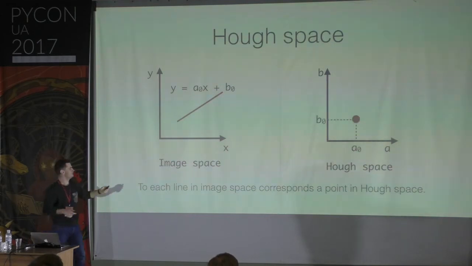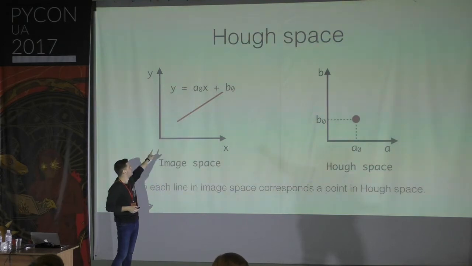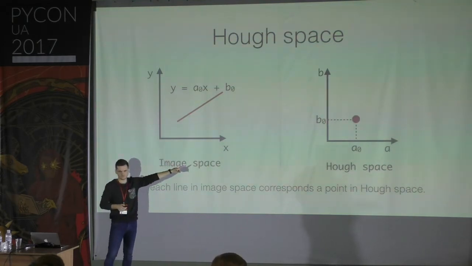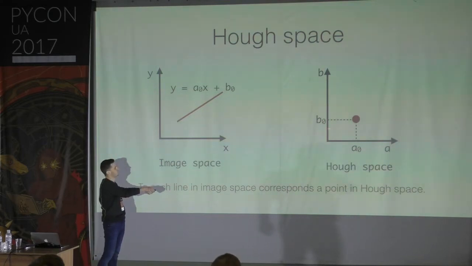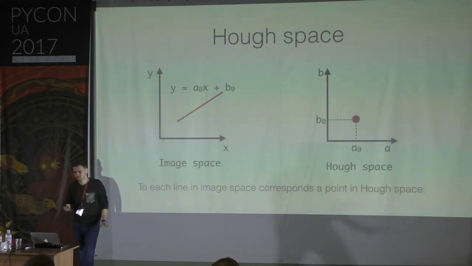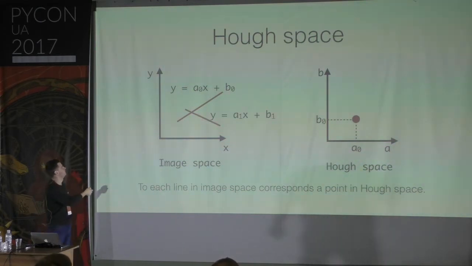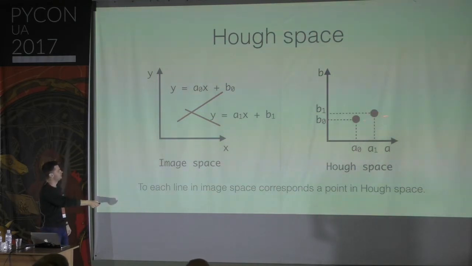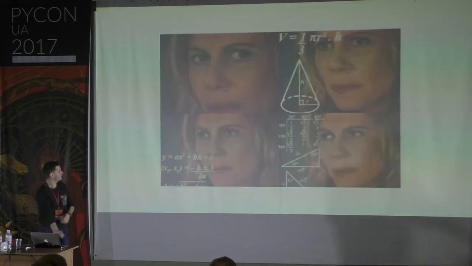And here we have another space, let's call it Hough space, where for each line we have a point. So we just take this A and B and put a point in here. So far so good. Suppose we have another line which has different parameters, and then it also produces a point in the Hough space. So for every line in the image space, we have a unique point in the Hough space. That was me when I was first learning this.